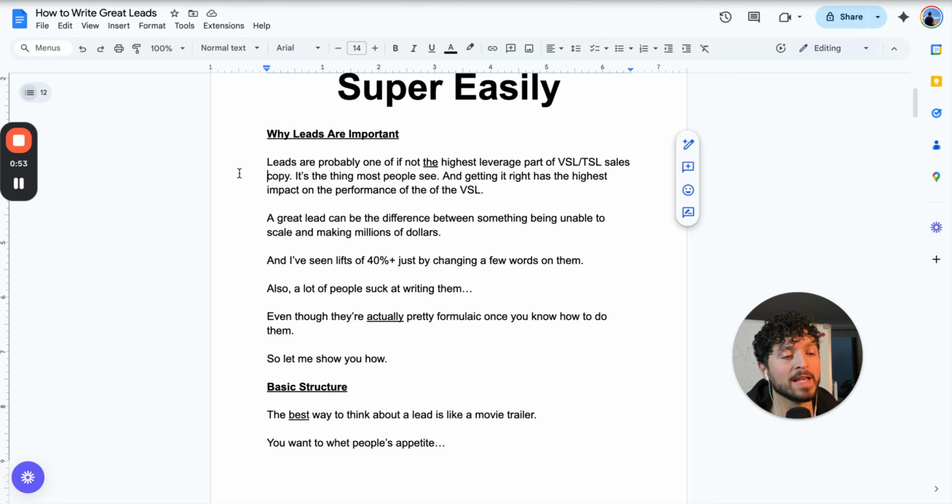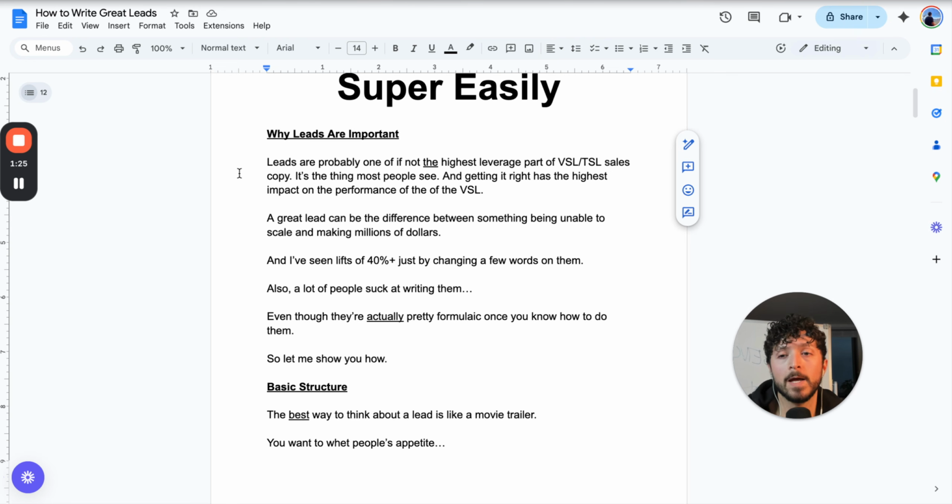Typically, the structure of a VSL is going to go lead, background story, credibility. It'll then explain the unique mechanism of the problem, unique mechanism of the solution. It'll get into how the product was created, and then it'll go into the close, the offer, and then FAQ. Very classic structure for any sort of VSL, and you can either have a long version of that or a short version of that. And so the lead is typically the beginning of it, and after you've seen enough leads, you can typically tell where the lead begins and where it ends, and after this video, you'll be able to understand that as well.